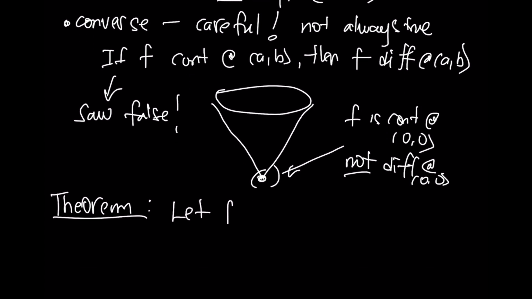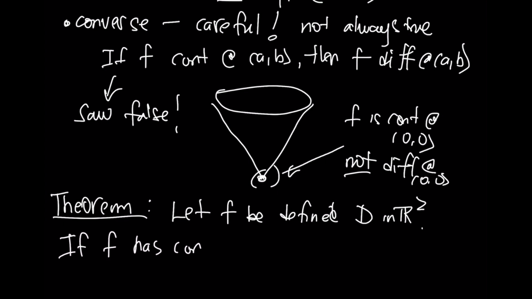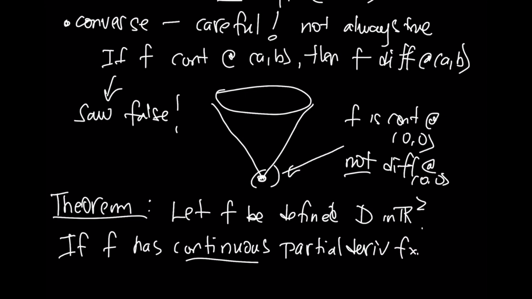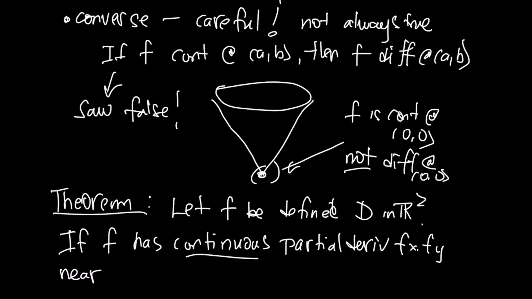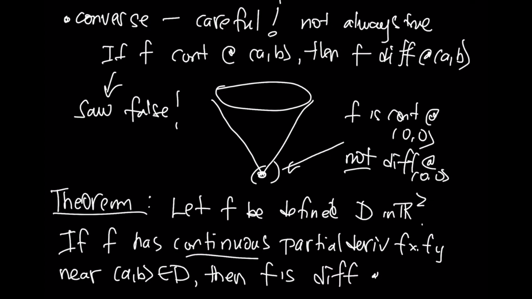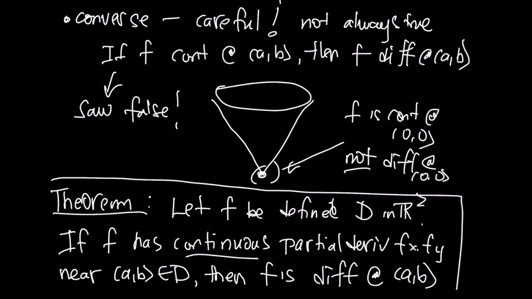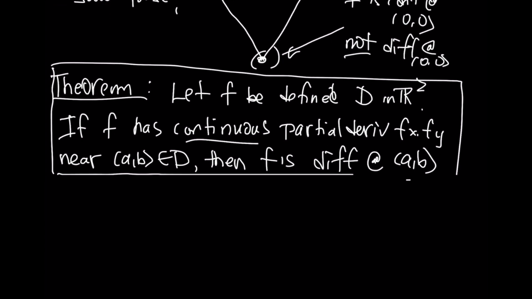So we're going to talk about a function that's defined on some domain in R2. If the function has continuous partial derivatives, fx and fy, at points near some point A, B that lives in D, then f is differentiable at that point A, B. This is a stronger result. It says to you if you can find the partial derivatives and they exist and they're continuous, so a little bit stronger than just existing, then you are guaranteed to have a derivative.